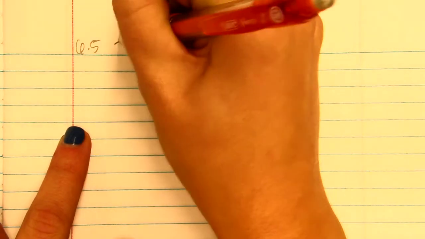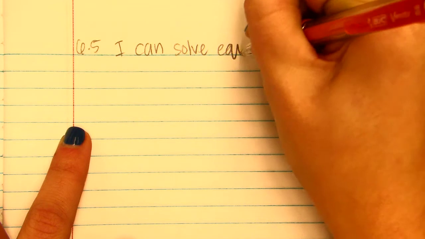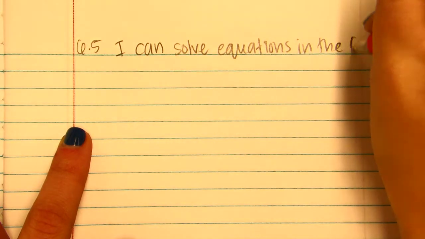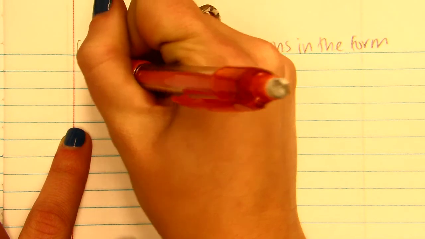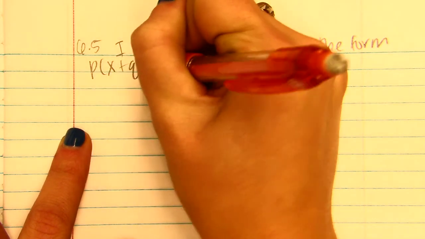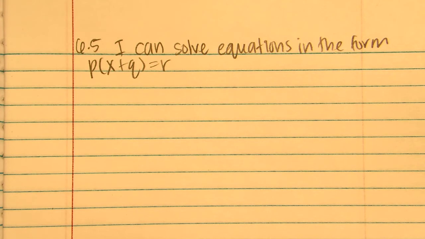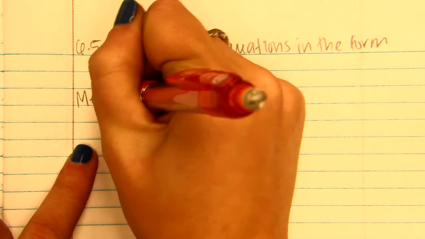This lesson is 6.5. I can solve equations in the form p times x plus q equals r. And we're going to go over two different ways that you can solve equations like this. So the first one, let's call this method number 1.